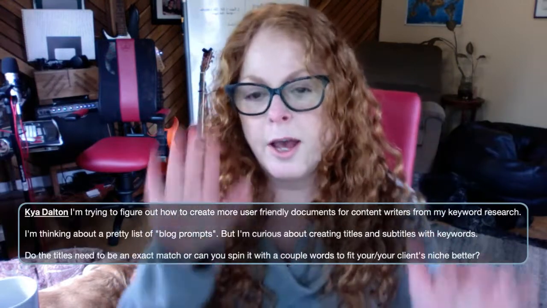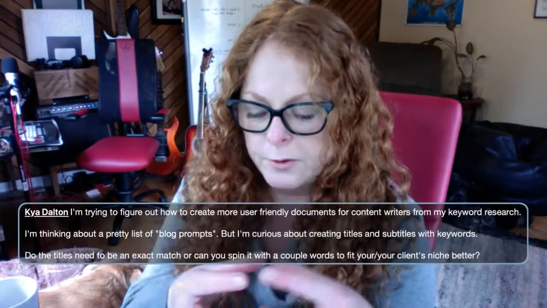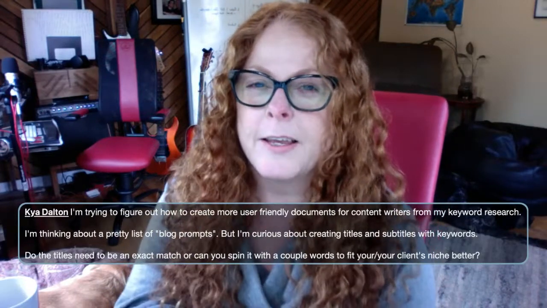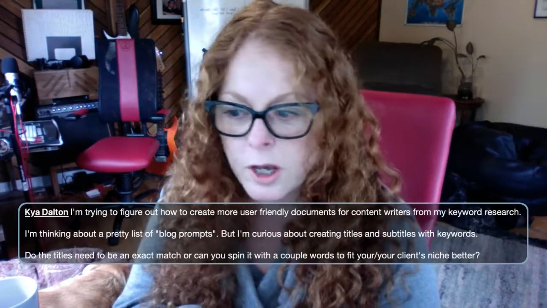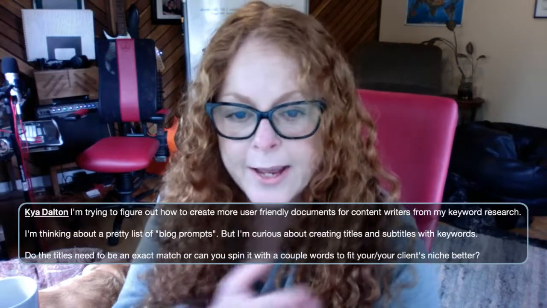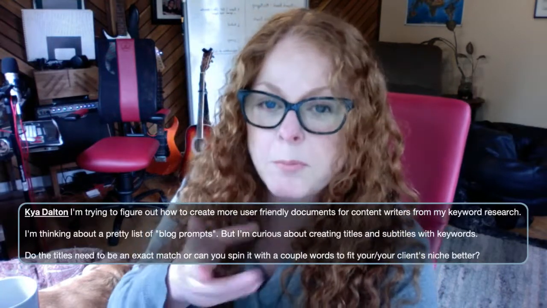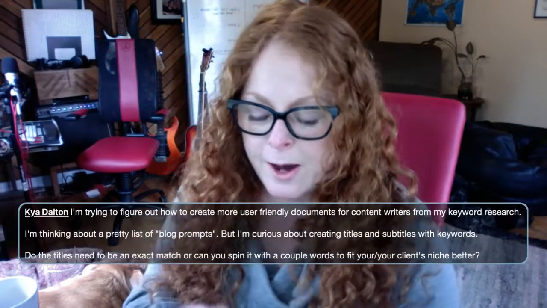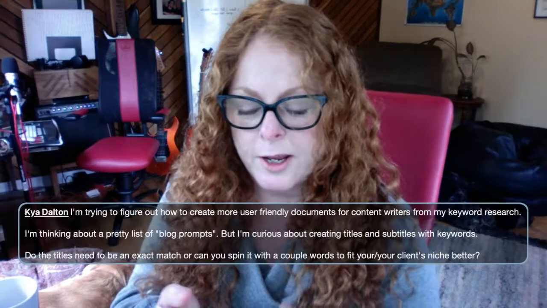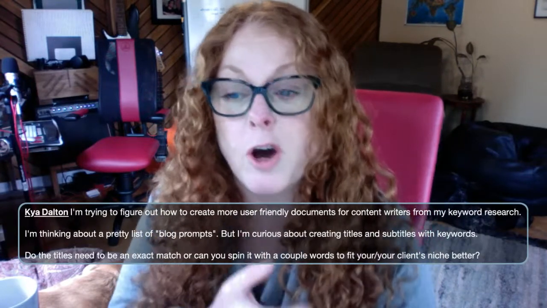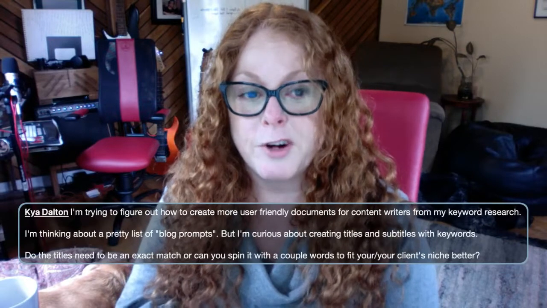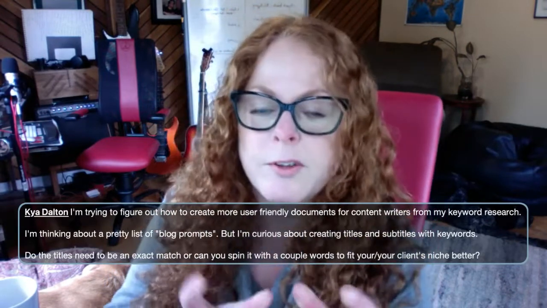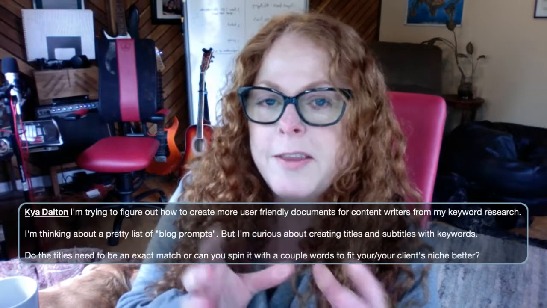BERT helped with bidirectionality, so understanding the words before and after a word, and that gives more context to the words. And MUM, which is the update after BERT, allowed Google to process data, images, words, and video all together and in over 100 languages at the same time. So that gives way to us not having to necessarily put the keywords.